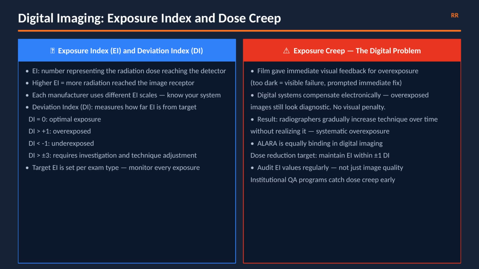The problem: film punished overexposure immediately. An overexposed film was visually obvious. Digital systems compensate electronically. An overexposed digital image looks diagnostic. There is no visible penalty. The result is exposure creep, a gradual, often unnoticed increase in technique over time. You must monitor the deviation index on every exposure, not just evaluate image appearance. ALARA applies equally in digital imaging.